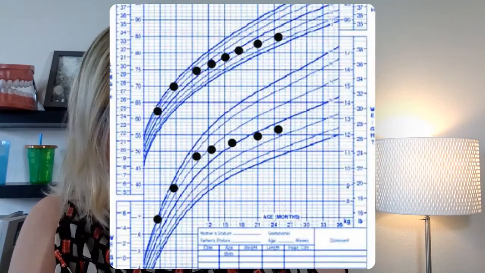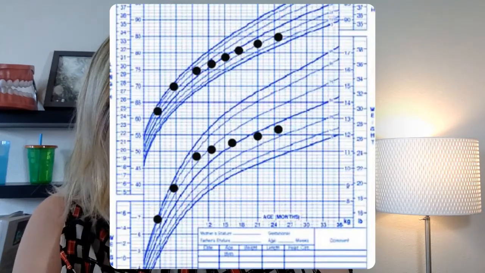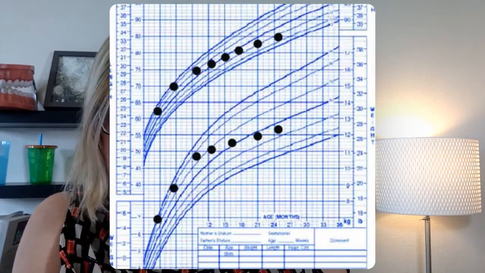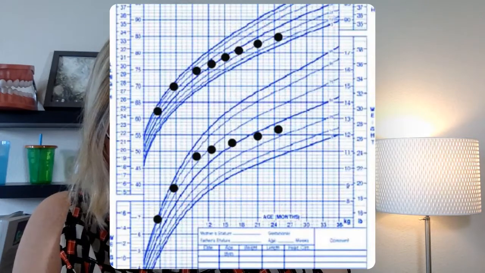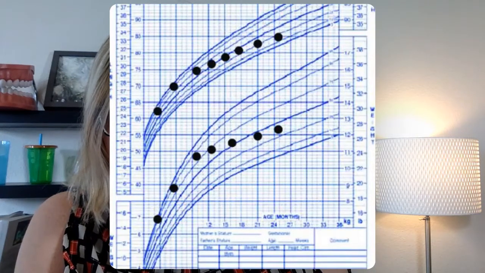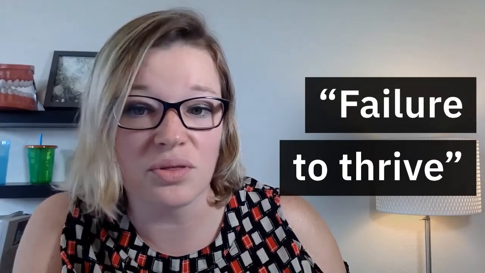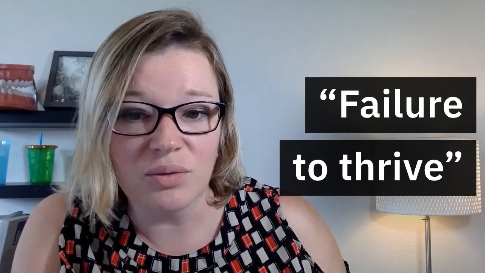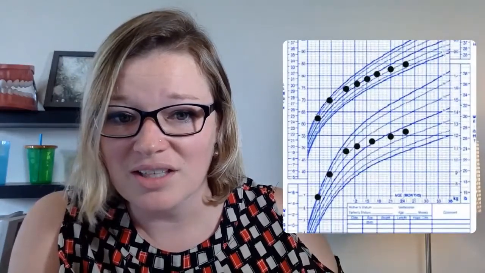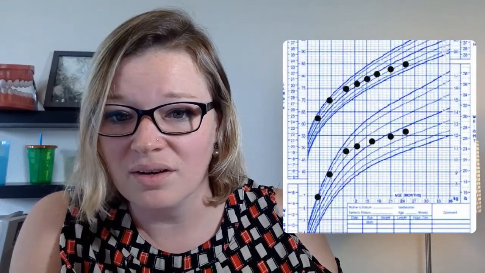Technically speaking, this child has dropped 3 or more percentile lines over this age range of data points. Now, there is a medical terminology for this, and that is called failure to thrive. If a child falls below 3 of these percentile lines on their growth chart, technically they are showing failure to thrive. If we go back and look at this growth chart, the child is just under the 50th percentile. Are they thriving?